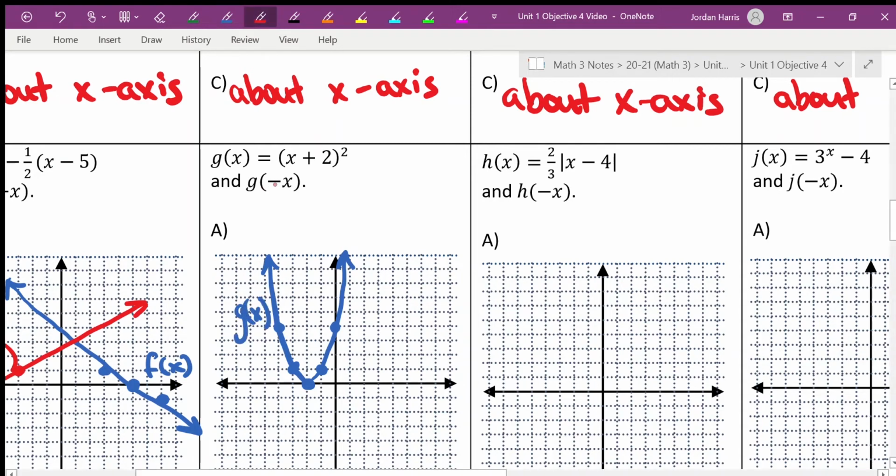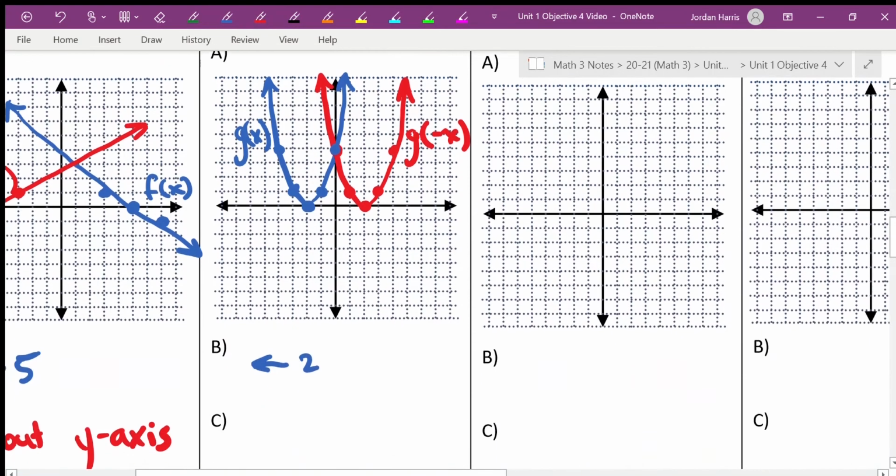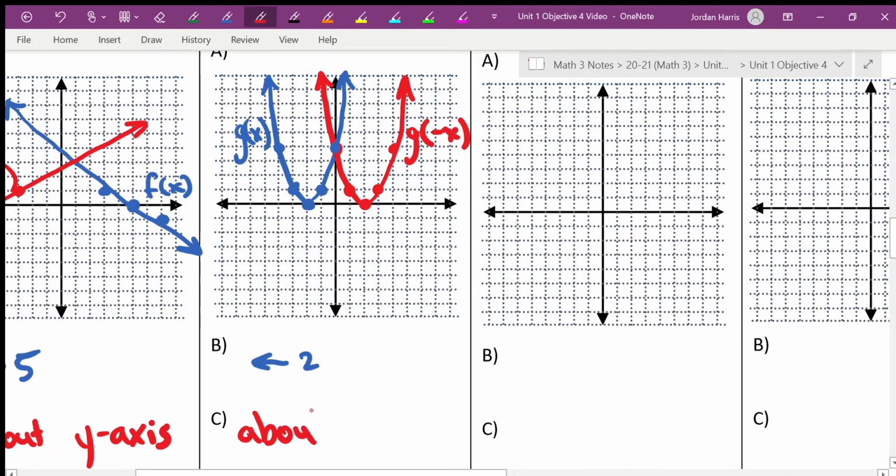Now I need the reflection across the y-axis. So on the y-axis stays, right? It's 0 away, basically. So this one's 1 left, so I go 1 right. This one's 2 left, so I go 2 right. And then it's a mirror image, but you could do 3 left, 3 right, 5 left, 5 right, or 1, 2, 3, 4, sorry, 4 left, 4 right. Oh, that didn't match. There we go. And that's g of negative x. And that is about the y-axis.